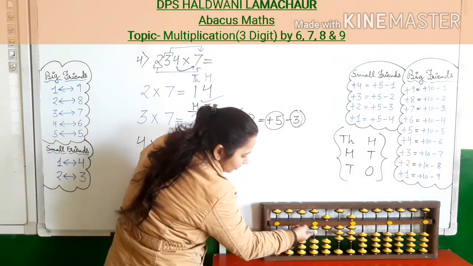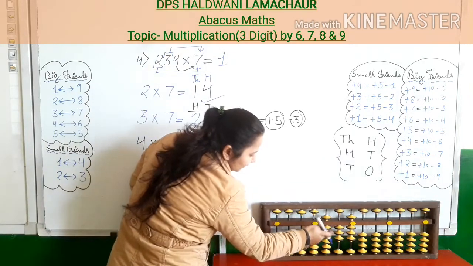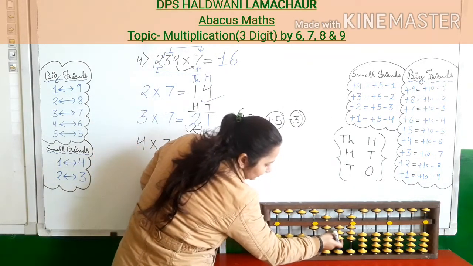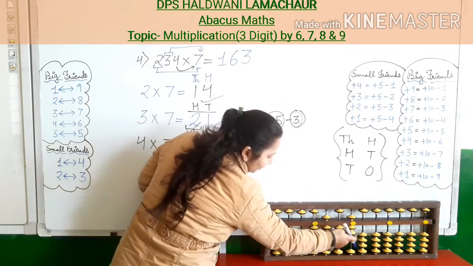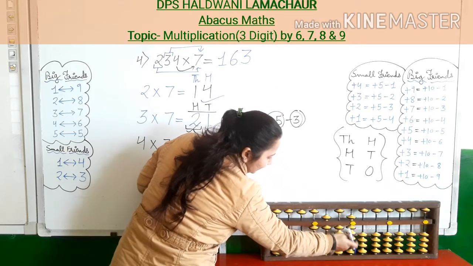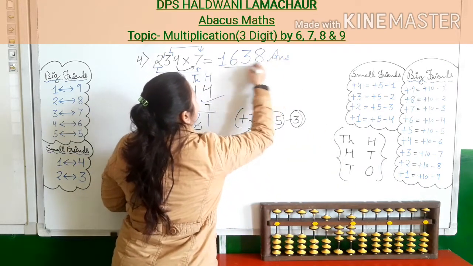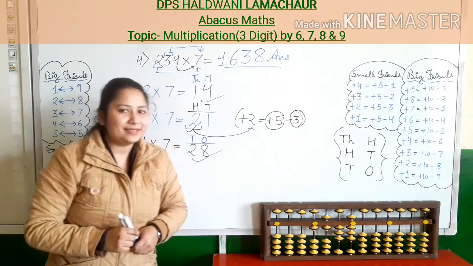Now see, in the thousands rod there is 1. In the hundreds rod there is 5, 6. In the tens rod there is 1, 2, 3. And in the ones rod you can see 5, 6, 7, 8. Now your answer is 1638. I hope, kids, you get this sum.